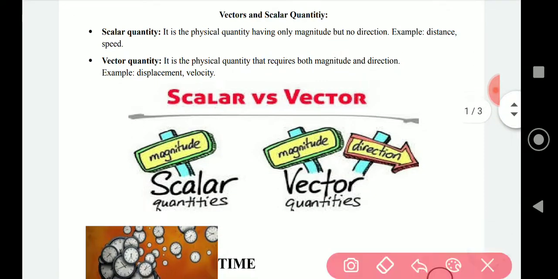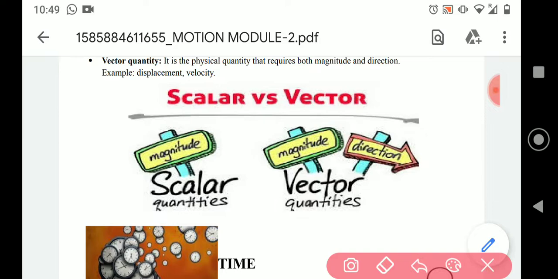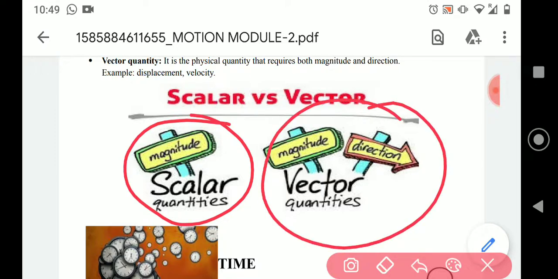So, what are scalar quantities? The quantities having only magnitude. What are vector quantities? The quantities having magnitude and direction.